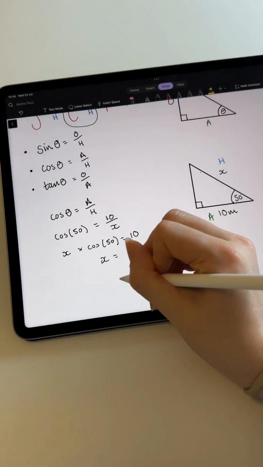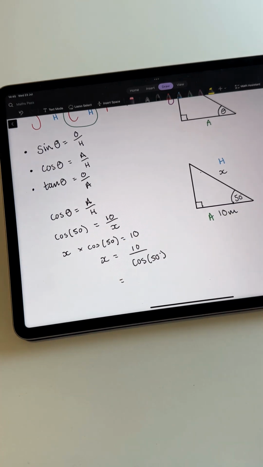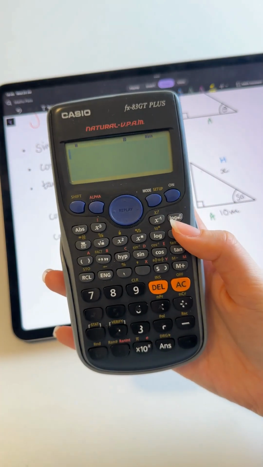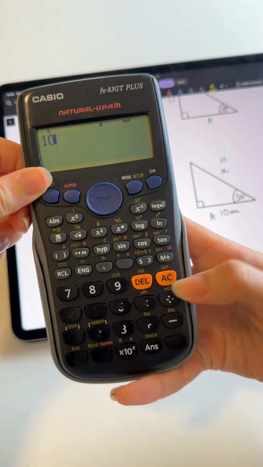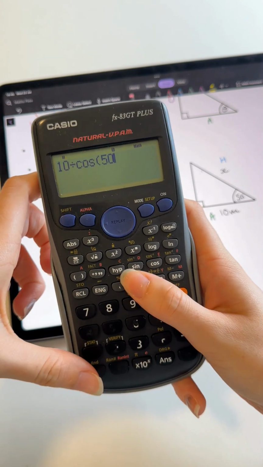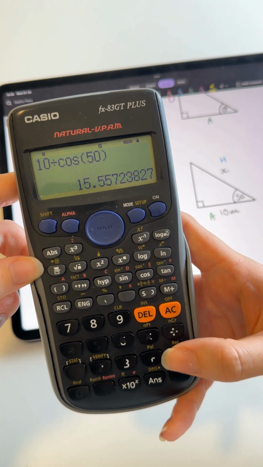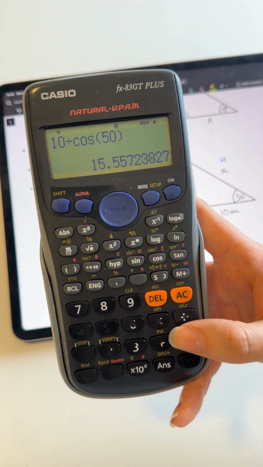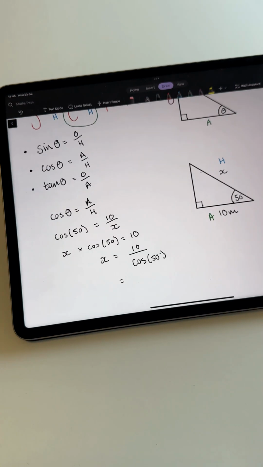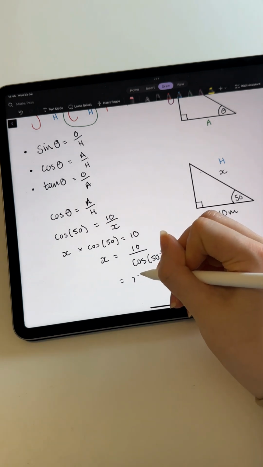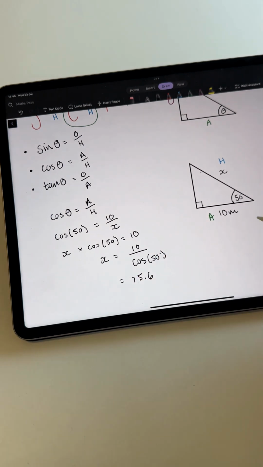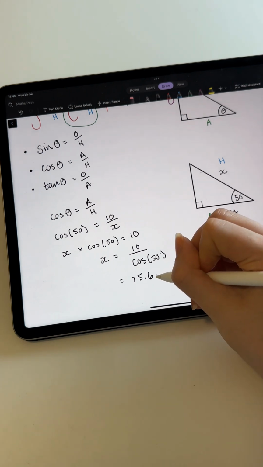Your last step is that you want to pop that into your calculator and see which value ends up popping out. So we do 10 divided by cos 50, and that gives us 15.557, which if we wanted to round to one decimal place is 15.6. So your last step is to write down that this is 15.6, and our units are given in the question. It's going to be in meters.